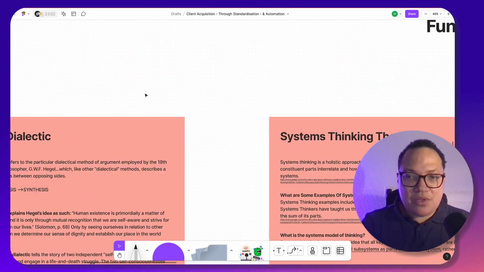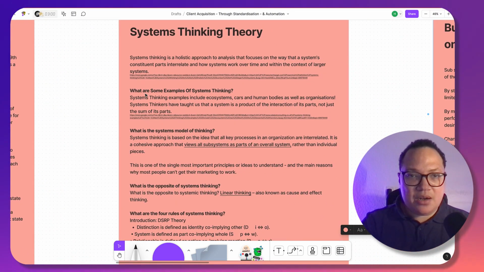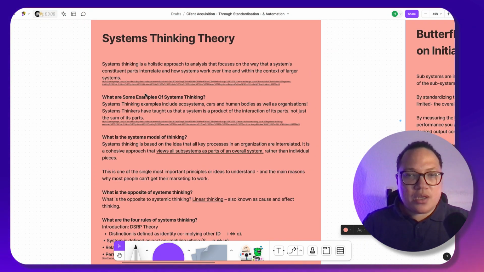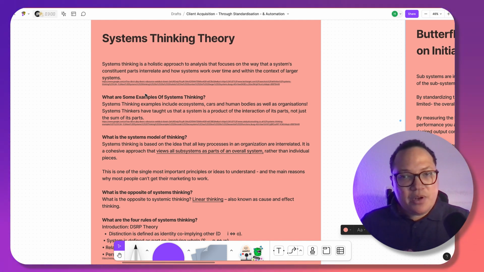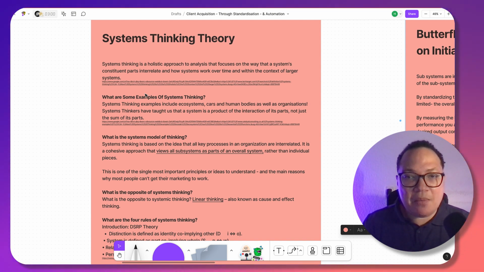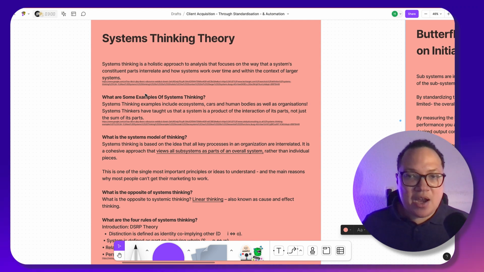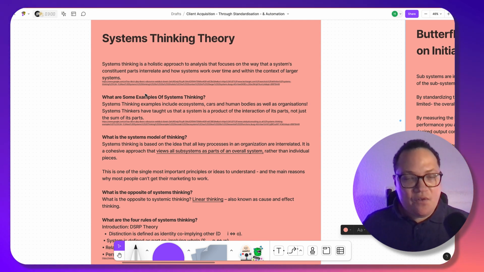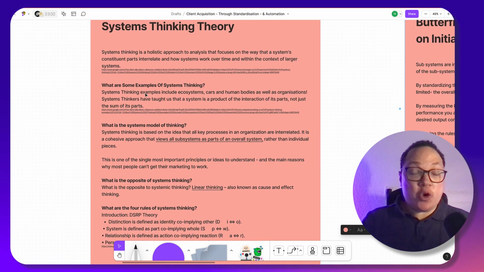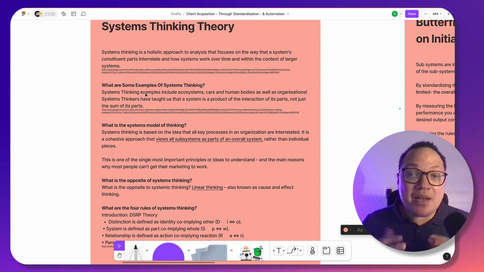And the next principle that is really important here is the systems thinking theory. Systems thinking is a holistic approach to analyzing and focusing on the way that a system and its parts interrelate and how systems work over time within the context of an environment or a larger system. You could see this as your body, all right? You are a system and you are within a greater system. But within you as a system, you have subsystems.